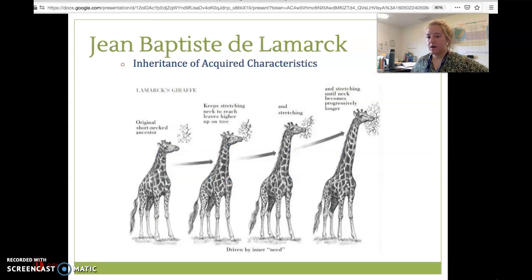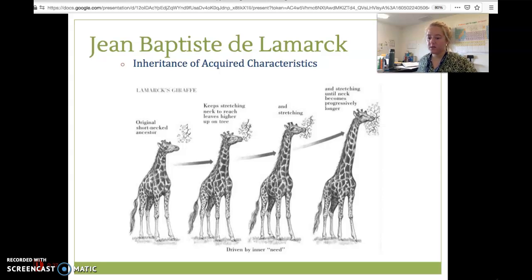Here is that theory we were talking about. So this idea that organisms can acquire a characteristic and then pass those on to their offspring. This is also called the law of Lamarck, I believe. It's this idea that an ancestor had a trait that wasn't so desirable, and then they keep stretching their neck to reach up to higher trees and stretching until they progressively become longer. So this would be passed from generation to generation.